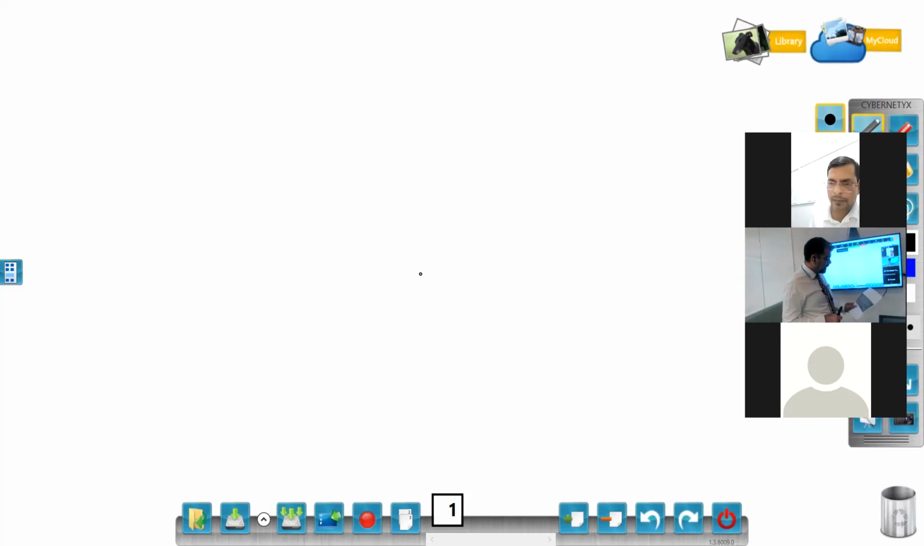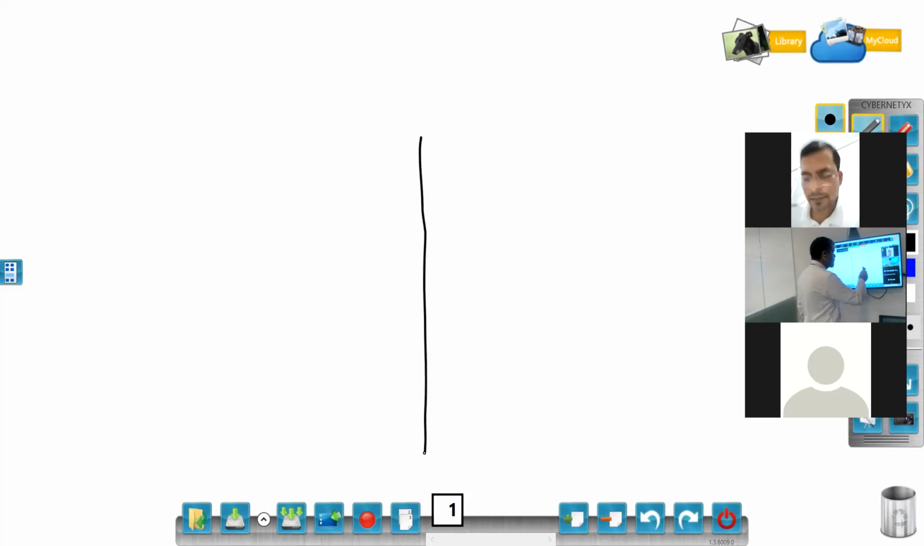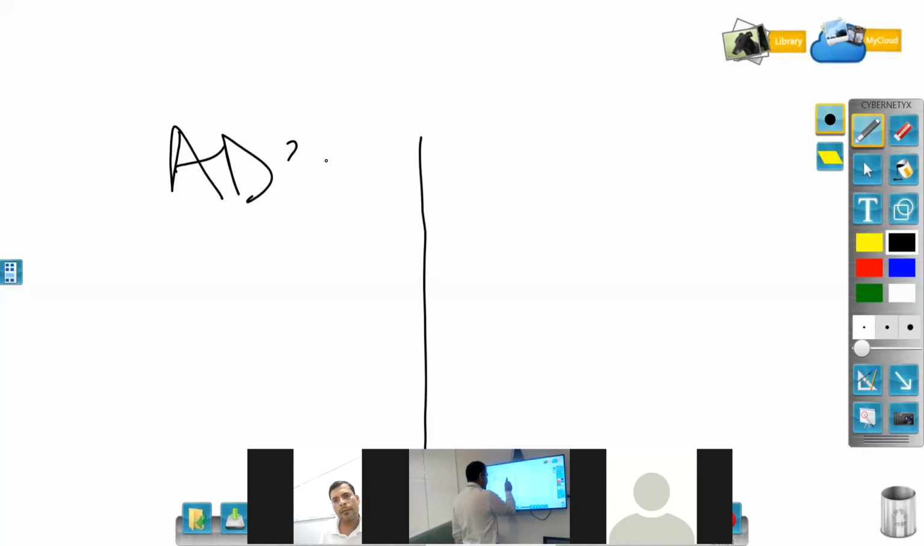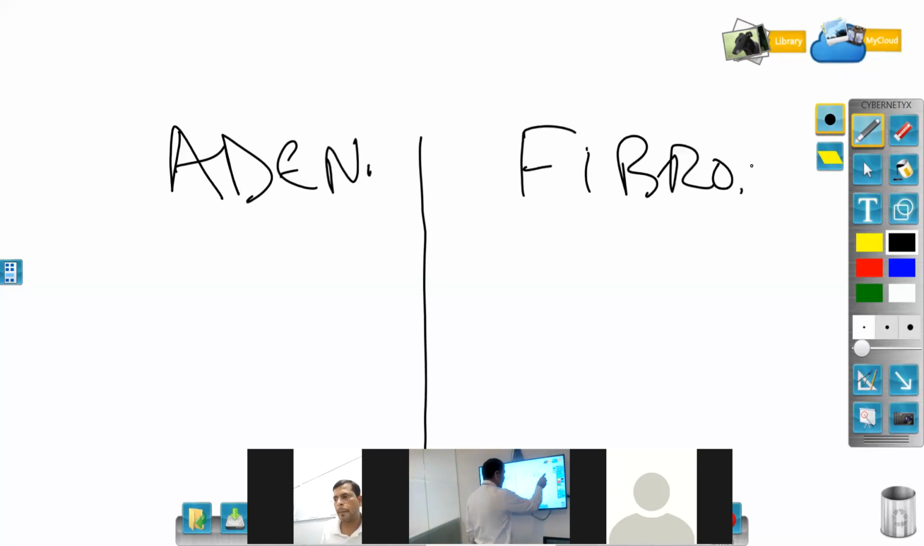So I will take a very brief look at adenomyosis versus uterine fibroid, not in detail. Why not in detail? Because this is already on our server. Adenomyosis versus fibroid, how to differentiate? I am not taking it in detail. Please go to the server and complete your topic, then post the question.